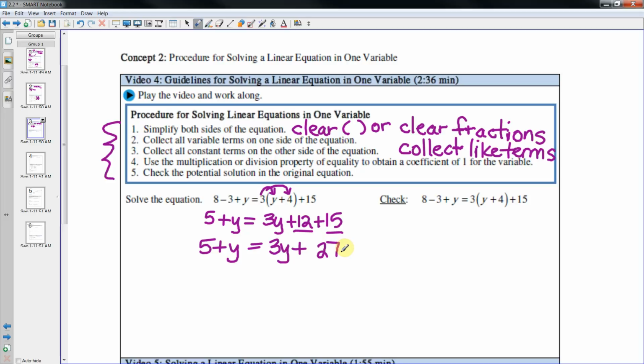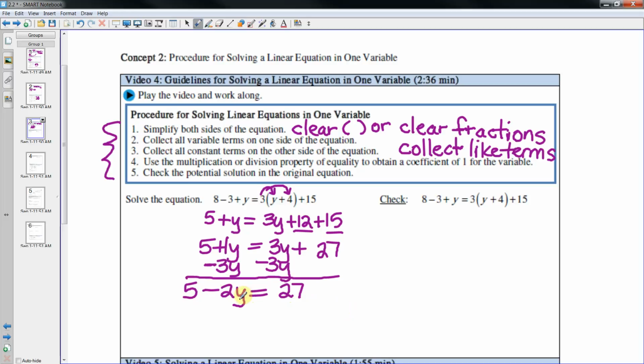I need to put my y's on one side, my constants on the other. So I just like putting my variables on the left. You don't have to always put them on the left if you don't want to. I'm going to move the 3y. So I'm going to have 5, and now I've got 1y minus 3y, which gives me negative 2y equals, the 3y's went away on the right side, so I'm just left with 27.